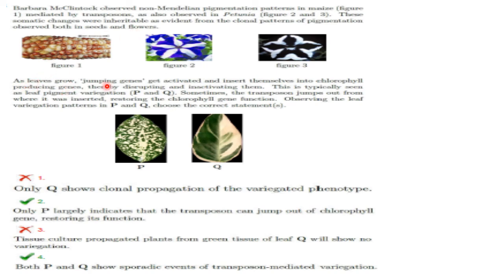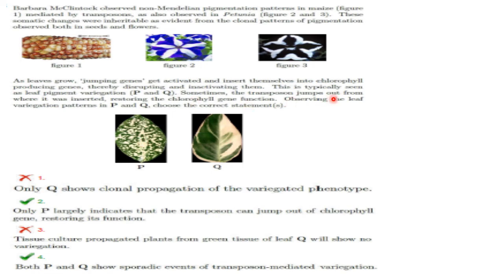As leaves grow, jumping genes get activated and insert themselves into chlorophyll producing genes, thereby disrupting and inactivating them. So jumping genes will get inserted into chlorophyll producing genes and they will disrupt the formation of the green coloration in plants, which is given by chlorophyll. This is typically seen as leaf pigment variegation, and this you can see as variegated leaves. That is, some dots of green will be there and also white coloration will be seen on the leaf, as you can see in P and Q.